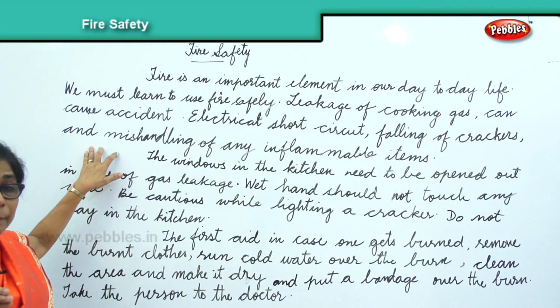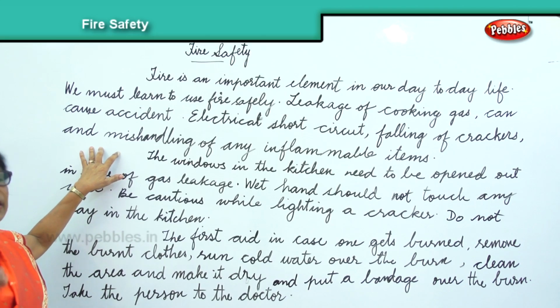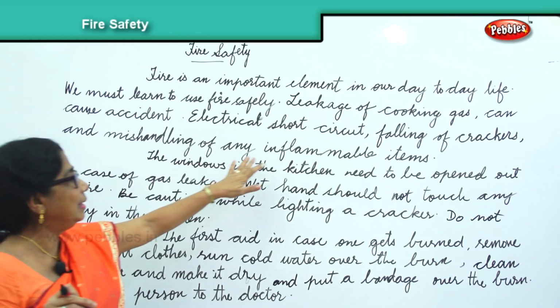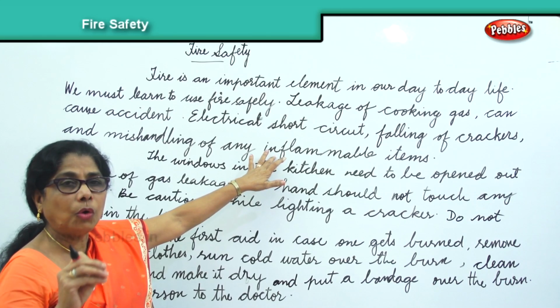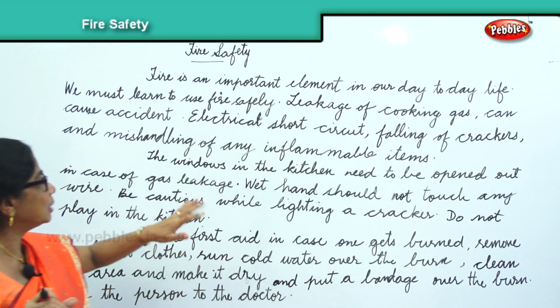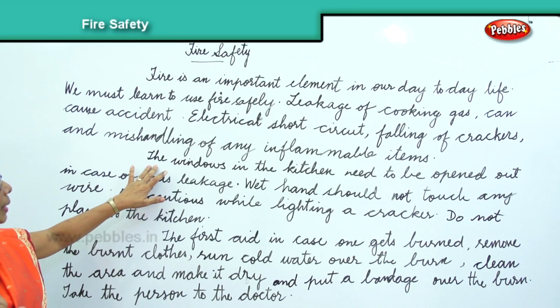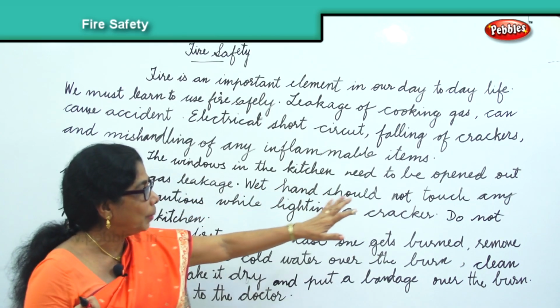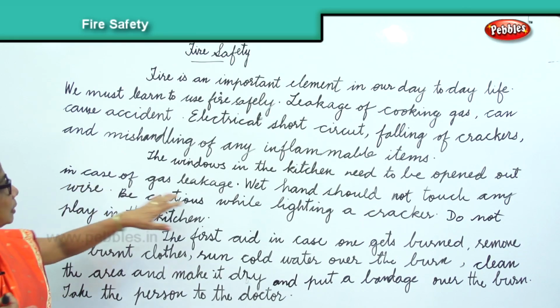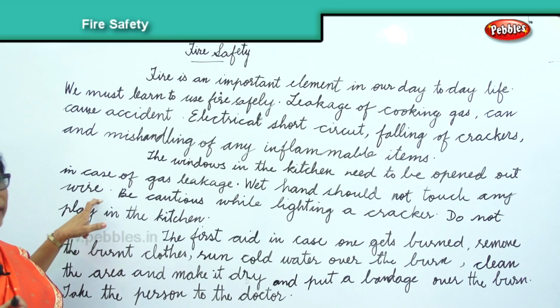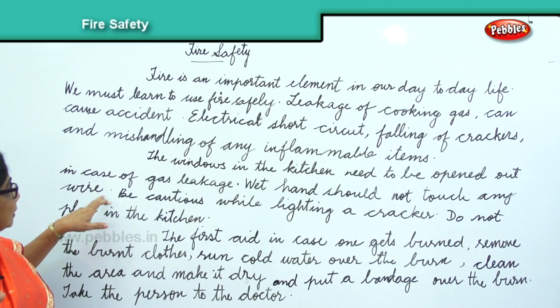When the crackers are being burst or lit, we must take care of how we do it. Mishandling of any inflammable item, oil or any greasy items when you are burning, you must be careful. Now, in case of cooking gas, the windows in the kitchen need to be opened in the case of gas leakage. Wet hands should not touch any wire, loose wire or any wire, so that you can avoid short circuit accidents.